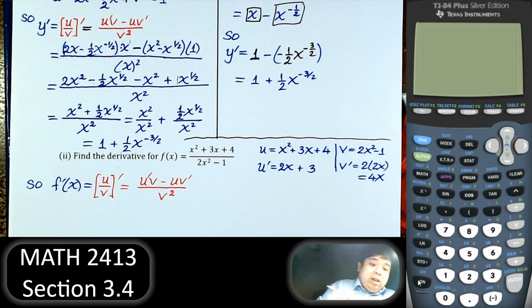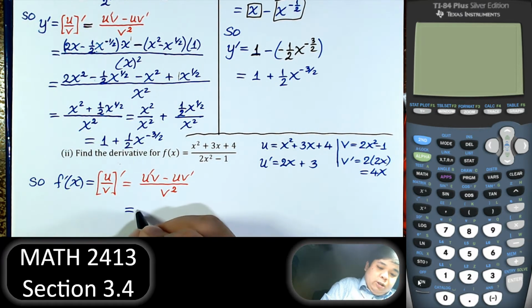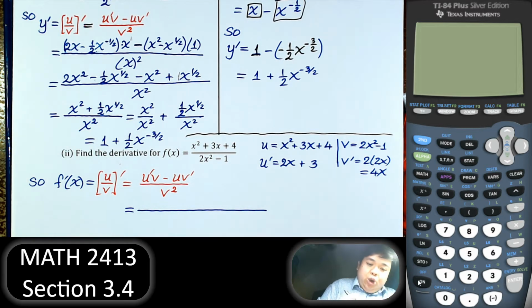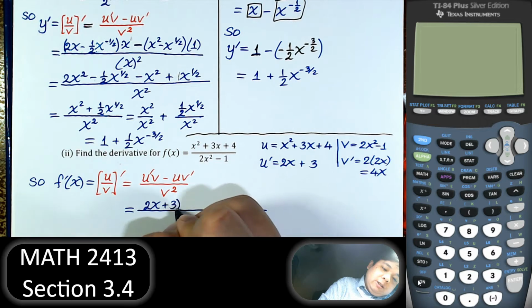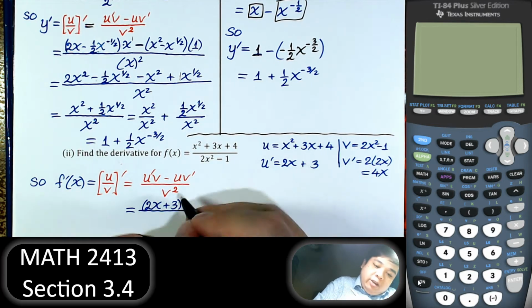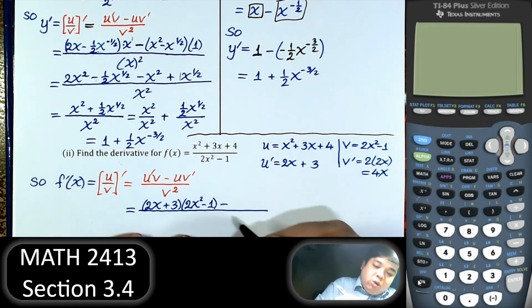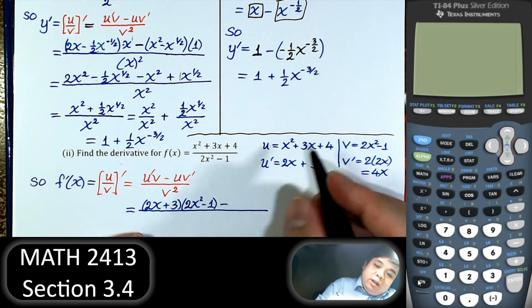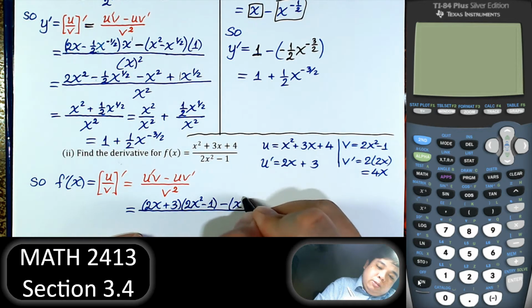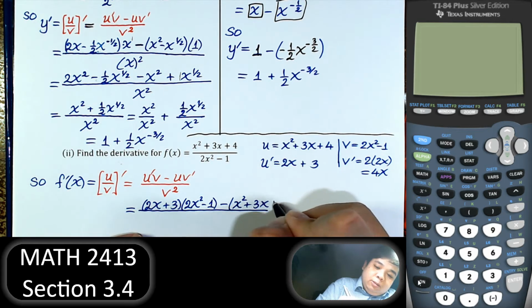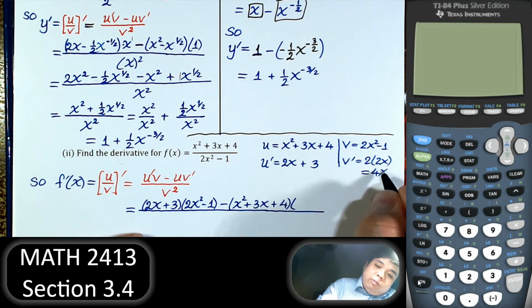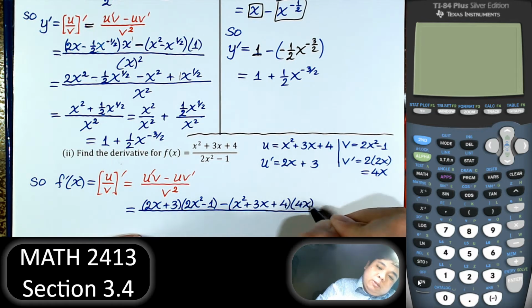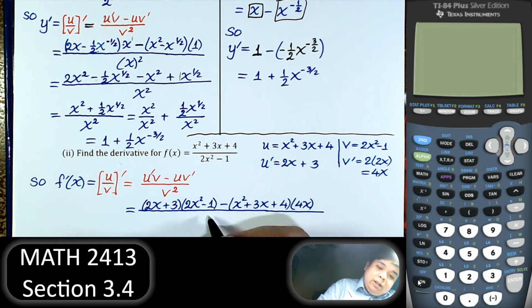Just substitute everything into the quotient rule. U prime, 2x plus 3, times V, x squared minus 1. Subtract U times V prime over V squared.